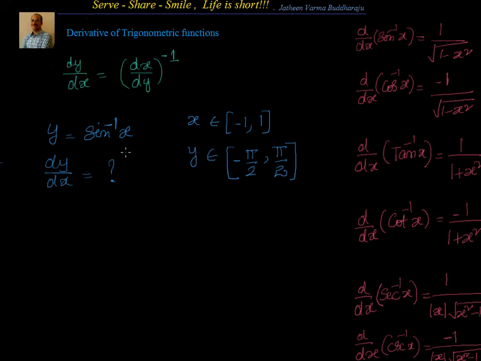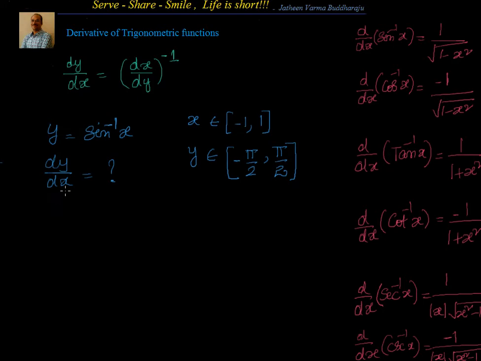So y equal to sine inverse of x. We have to find out the derivative of sine inverse x. So I took y equal to sine inverse x. We know that dy by dx is nothing but (dx by dy) to the power of minus 1, or 1 by dx by dy equals dy by dx. So the meaning of that is, if you want to find out the derivative of a function, it's nothing but 1 by the derivative of the inverse of the function.